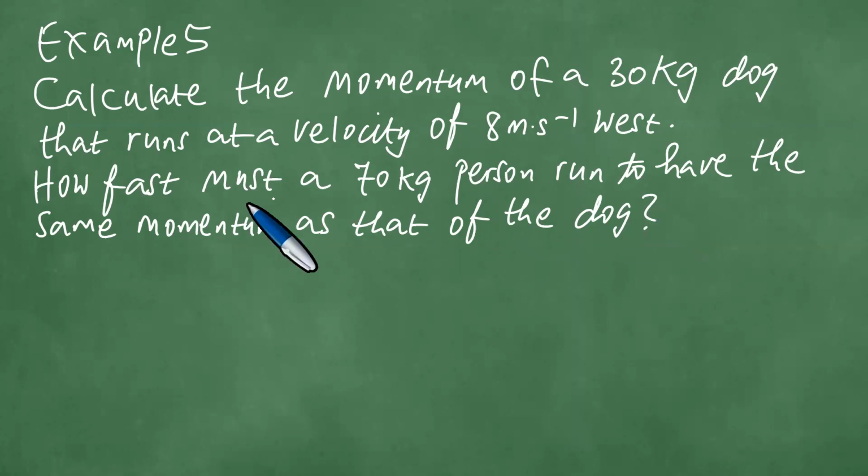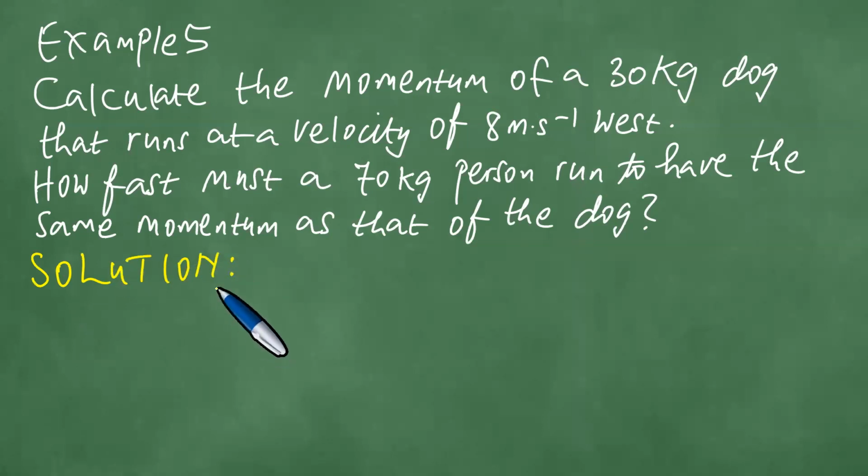Okay, so how fast must a 70 kilogram person run to have the same momentum as that of the dog? All right, so now we have this question, and let's look at the solution to this. What is the solution to this question? We need to calculate the momentum of a 30 kilogram dog that runs at a velocity of 8 meters per second west. How fast must a 70 kilogram person run to have the same momentum as that of the dog?